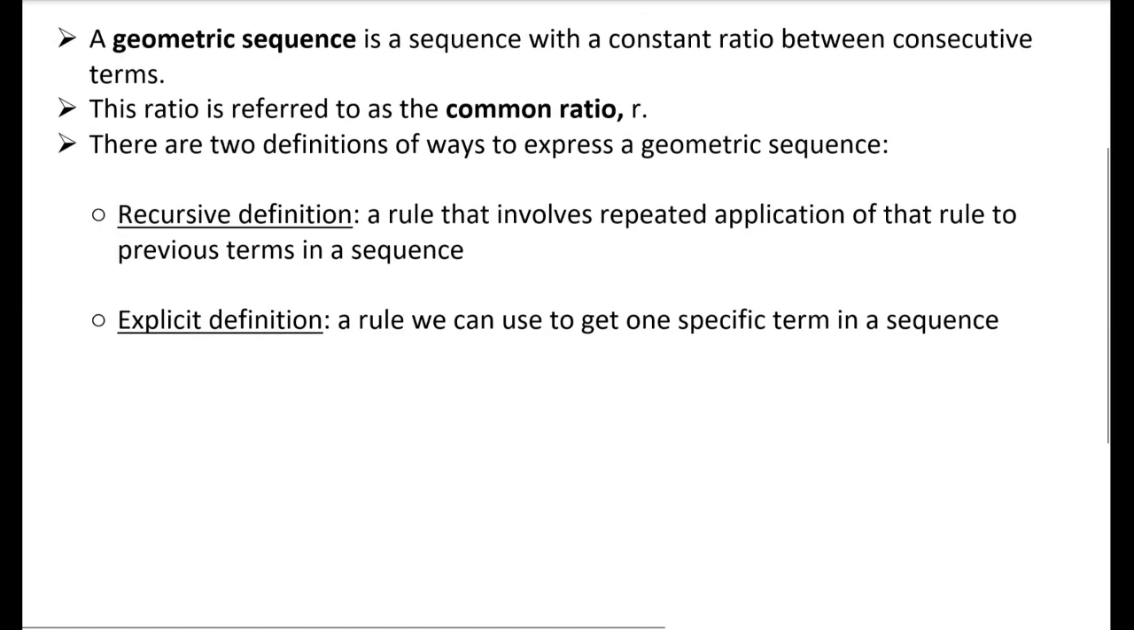And then the last definition is the explicit definition. It's a rule we can use to get one specific term in a sequence. So it's some kind of formula that we use to get a specific term.